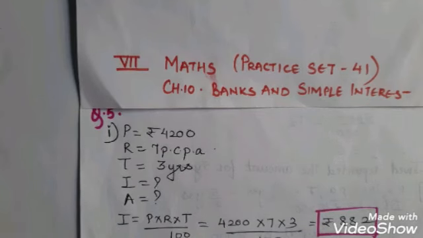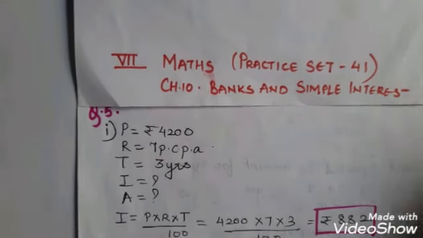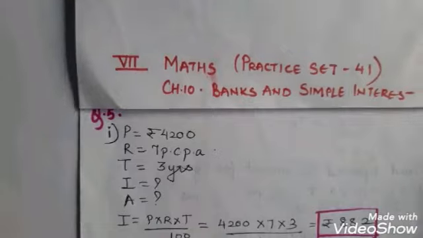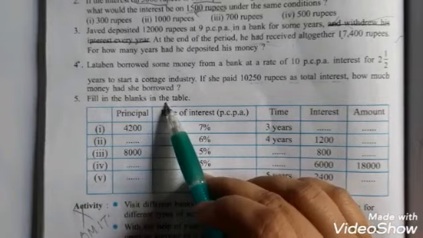We shall continue with chapter number 10, Banks and Simple Interest. In the previous video, we have studied exercise 41 up to question number 4. Now let's begin with the next question number 5. Open your textbook to page 74. Fill in the blanks in the table.